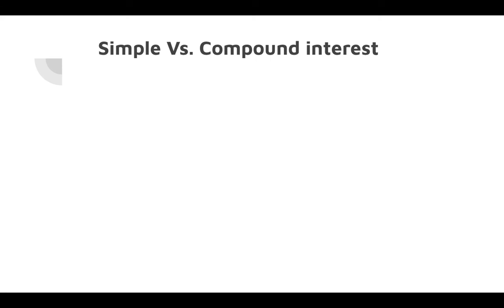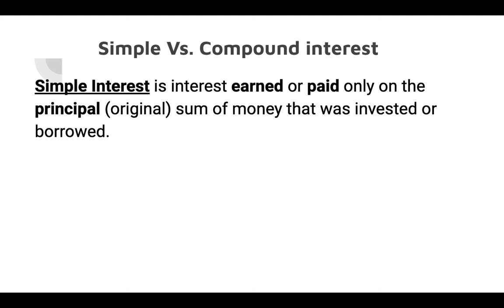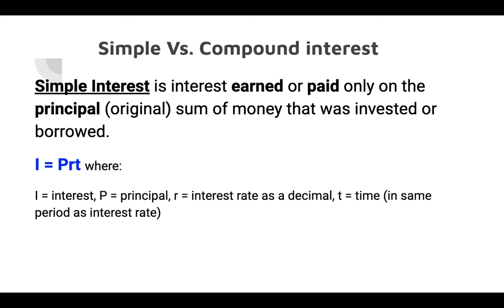So we're going to talk about simple and compound interest. Simple interest is interest earned or paid only on the principal amount that was invested or borrowed. So that's the original you put in. Say if you borrow $500, you're only paying interest on that $500. The equation for the interest charged on an investment or borrowed is given by this equation.